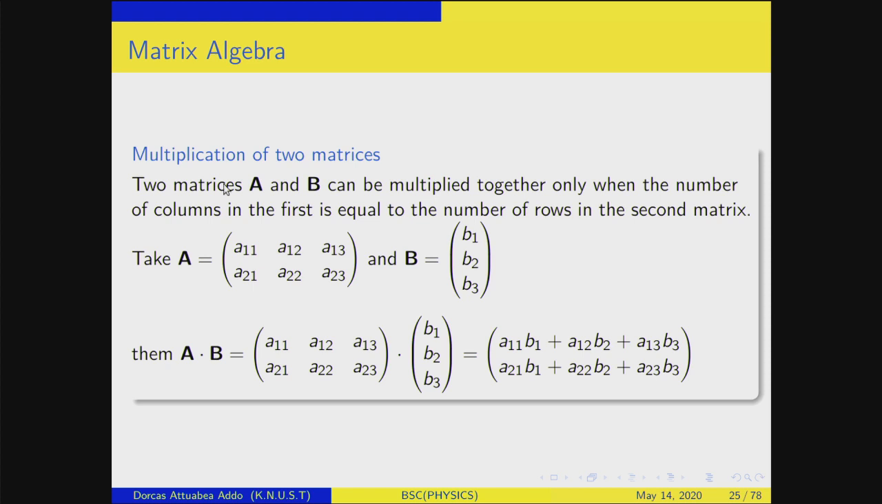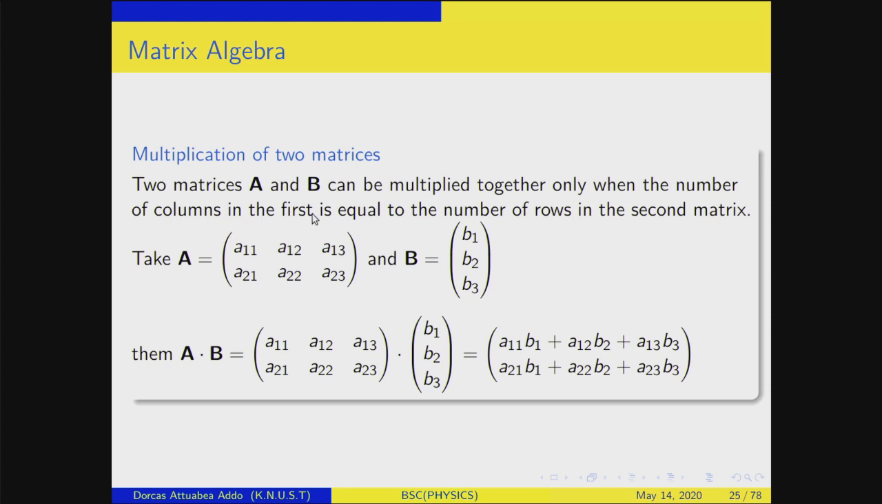So if we have two matrices A and B, the two can only be multiplied if the number of columns in the first matrix, say A, is equal to the number of rows in the second matrix, say B. What it means is I have a matrix A, this is the matrix A, and this is the matrix B. I can only multiply these two matrices if the number of columns here is equal to the number of rows here.